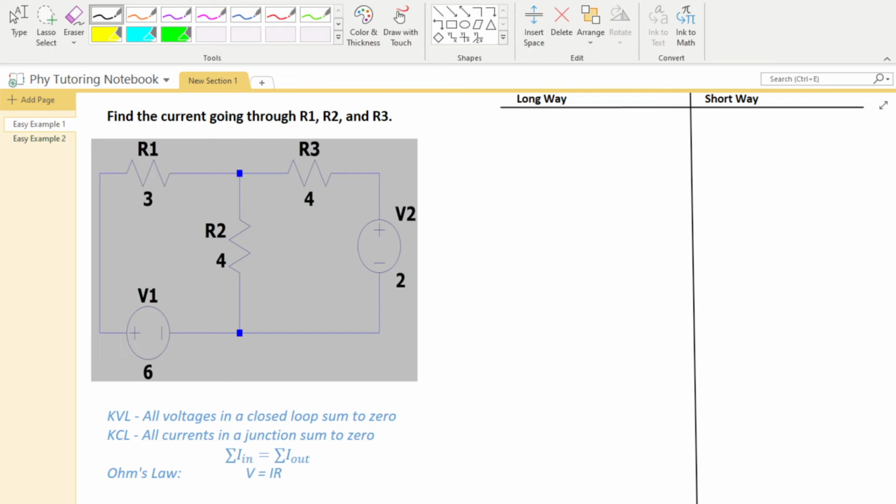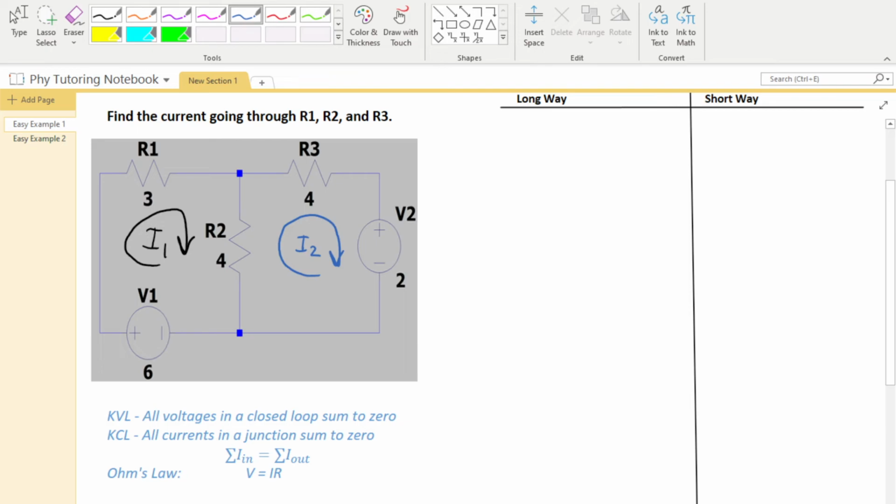In step one, the mesh current method tells us to assume a direction for our current. So I'm going to assume current is going clockwise. I'm going to notate this as I1. Our second loop here, I'm going to assume clockwise. Since I already assumed clockwise for one, might as well assume clockwise for the rest. There's no reason to get all fancy and start picking different directions wherever we want. I'm going to call this I2.